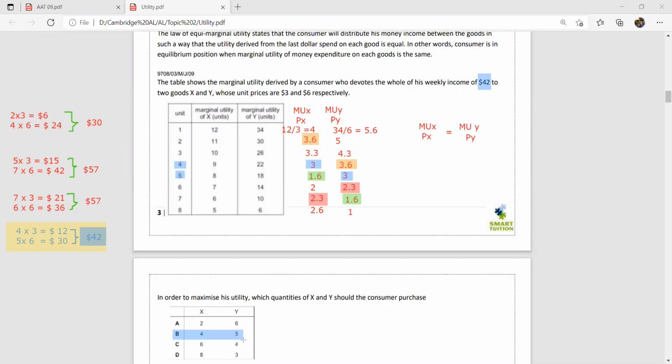So this is how we calculate the equimarginal principle. Utility per rupee spent on each good is the same. It is called consumer equilibrium.